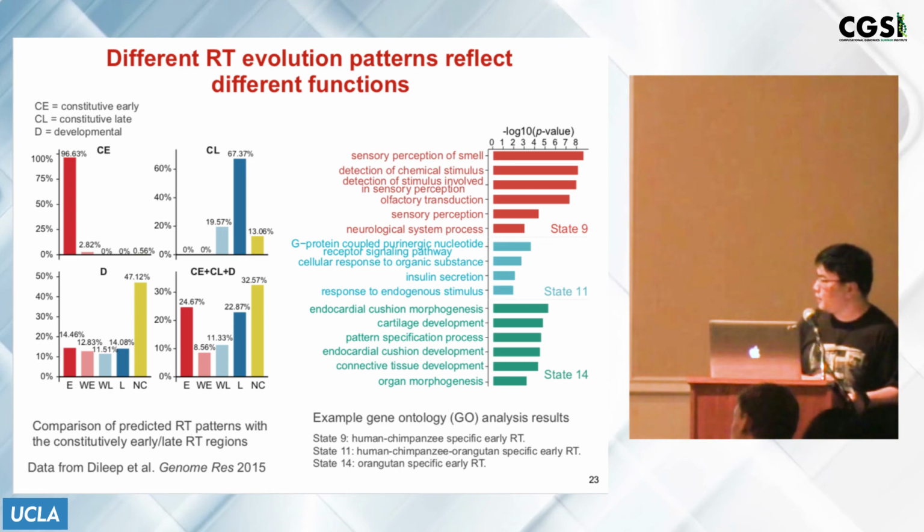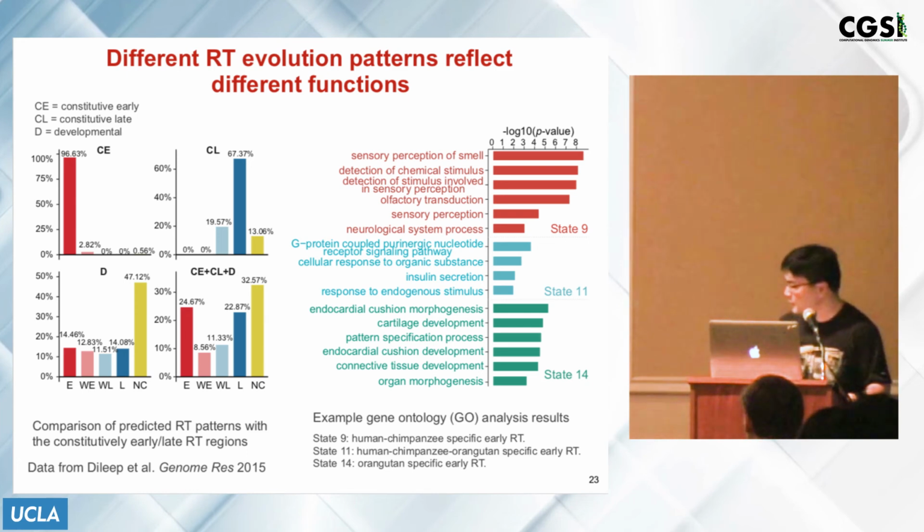And we specifically looked at these different lineage-specific states, and at the genes that are enriched in these different states. For instance, state 9 is the human-chimpanzee specific early replication timing regions, and they seem to have distinct gene functions compared to some of the other states. And similarly, for other lineage-specific states, you see some different enriched gene functions.